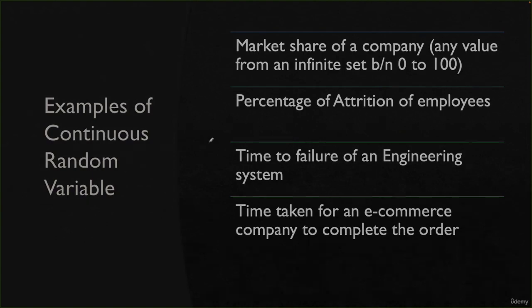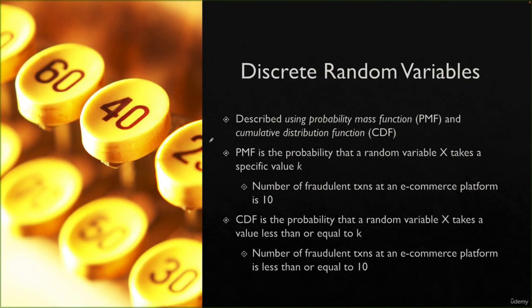Now, suppose we are dealing with discrete random variables. In such scenarios, we can describe them using the probability mass function, that is PMF, and the cumulative distribution function. These are the two functions that we will be using to describe discrete random variables.